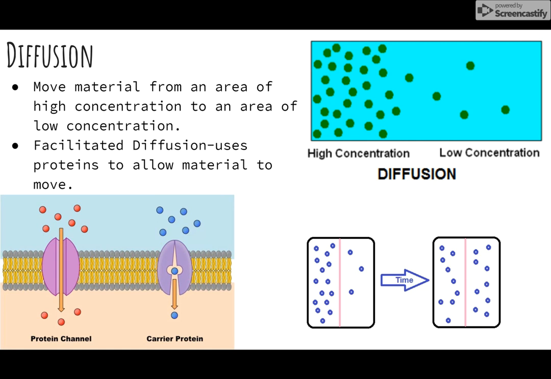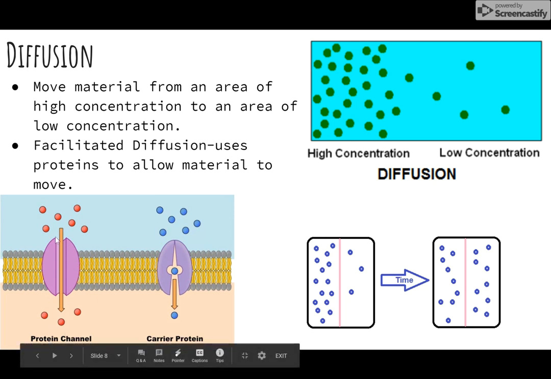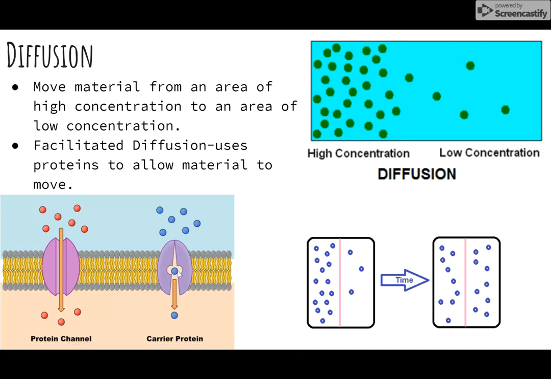Now, there's another type of diffusion called facilitated diffusion. It works the exact same way as the diffusion we just talked about, but this uses proteins to allow the material to move. Here we have a channel protein, and you can see it's allowing these red particles to move straight through. We also have carrier proteins that have a specialized shape that accepts the molecules and then passes them inside.